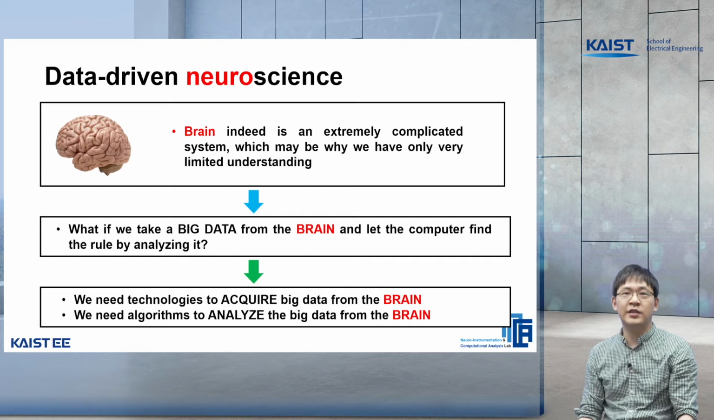Now, let's think about applying this to understand the brain. A human brain is an incredibly complicated system with about 100 billion neurons and 100 trillion synapses. So neuroscience might be the right place to take a data-driven approach. For that, we need technologies to acquire big data from the brain, and we also need algorithms to analyze the big data from the brain.